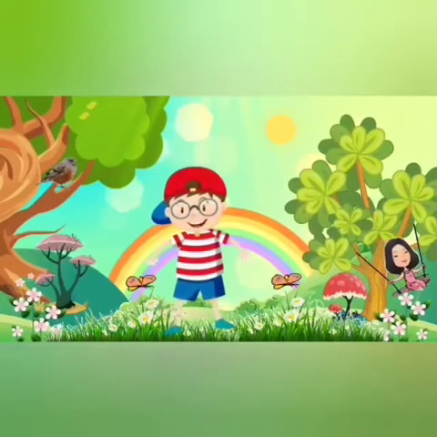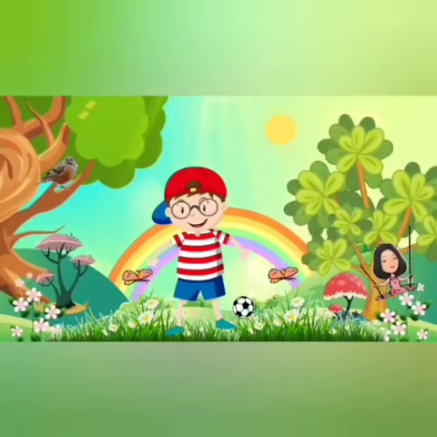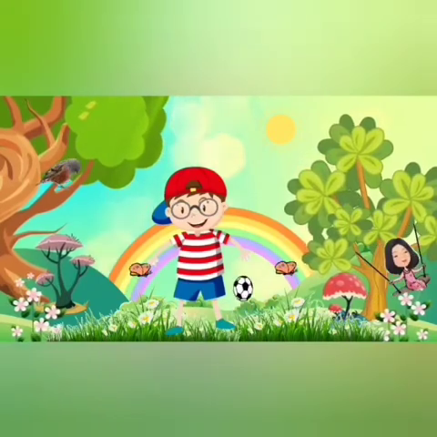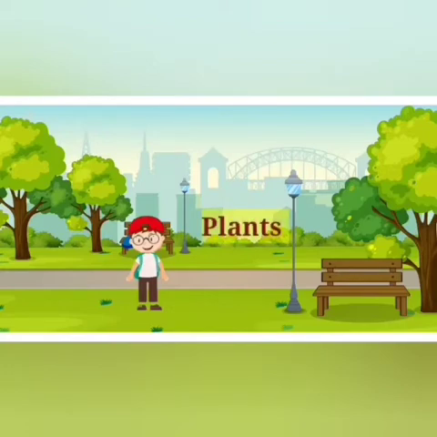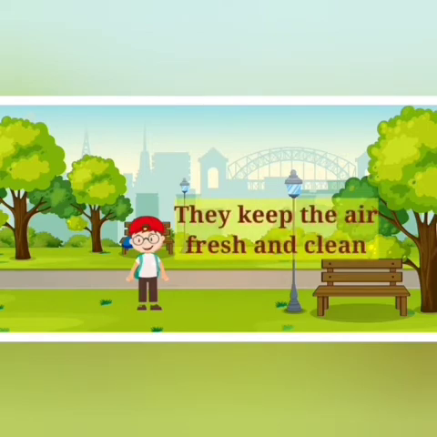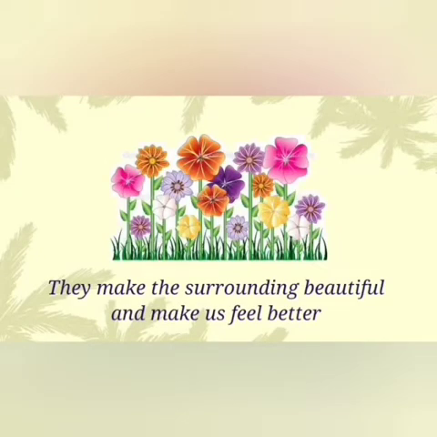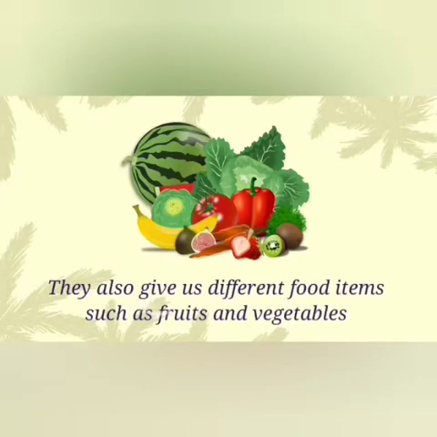Kids, when we go to a park, we see a lot of greenery around the garden, right? This greenery around us is because of plants. Kids, do you know plants are our green friends? They are all around us. They keep the air fresh and clean, and they make the surrounding beautiful and make us feel better. They also give us different food items such as fruits and vegetables.